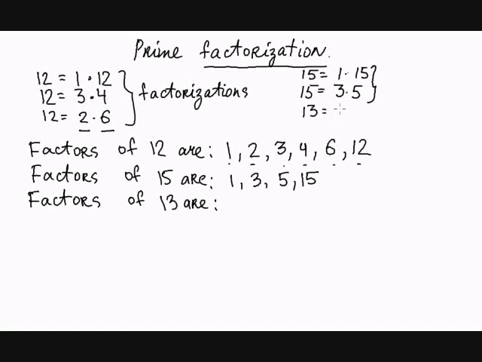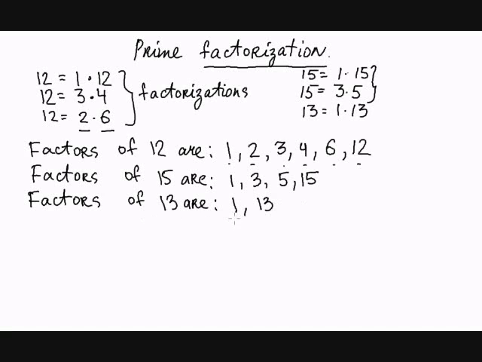Well, it always has the trivial factorization, which is 1 times 13. Let's see if we can find other factors of 13. So let's try. 13 is not divisible by 2 because the last digit is odd. 13 is not divisible by 3 because the sum of digits is 4. 13 is not divisible by 5. It's also not divisible by 6, 7, 8, 9, 10. And as we can see, this is the only factorization of 13. So the only factors of 13 are 1 and 13.